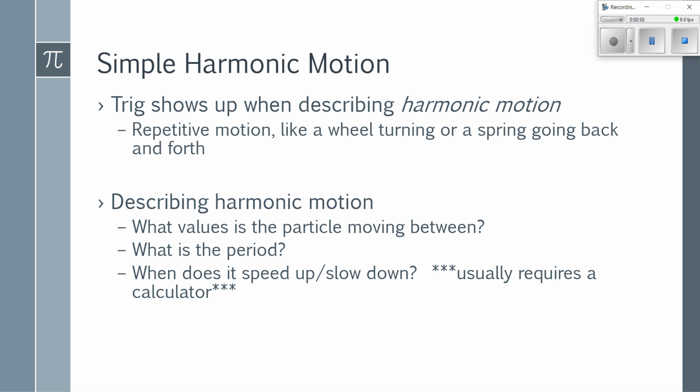Just because it's repetitive motion, it doesn't make sense to always say it's going right at this time, left at this time, right at this time, left at this time, if it's going to be the same every time. So we tend to say, okay, what values is the particle moving between and what's the period? And then within one period, when does it speed up or slow down? And that aspect usually requires a calculator, although the example I'm going to use, I'm going to do it without the calculator.